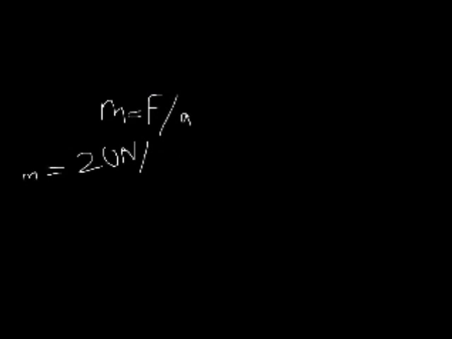Actually, this might be a little more intuitive if I put it in a different color. So 2 meters per second squared. And then we have to find out the mass. So we'll write that here. M equals, we put it into fraction form, 20 newtons over 2 meters per second squared.